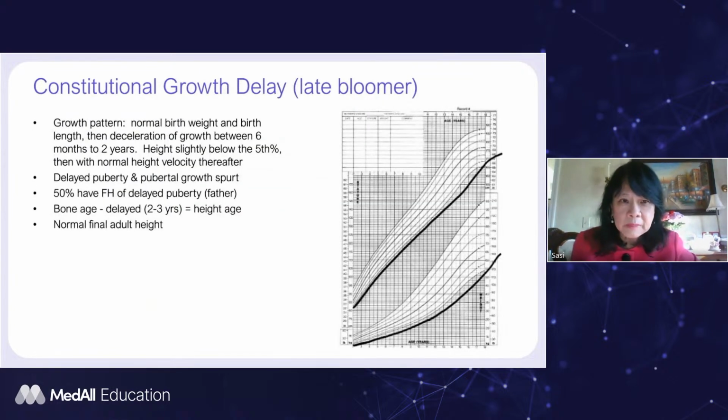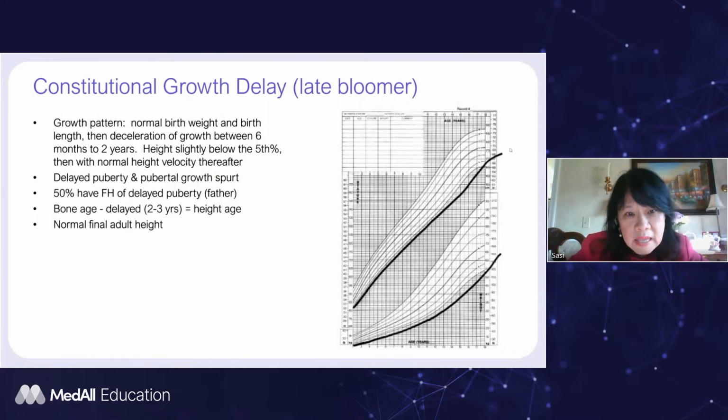So another one of the normal variants for short stature is constitutional growth delay, or what we call a late bloomer. The growth pattern is that they have normal birth weight and birth length. And typically, they start to slow down during the toddler years, between 6 months and 2 years. Then height will be slightly below the 5th percentile, but will continue to follow normal height velocity after that. But they stay below the 5th percentile for several years.